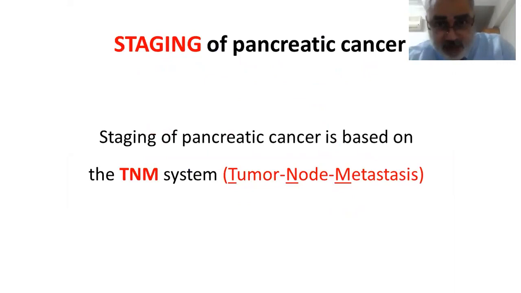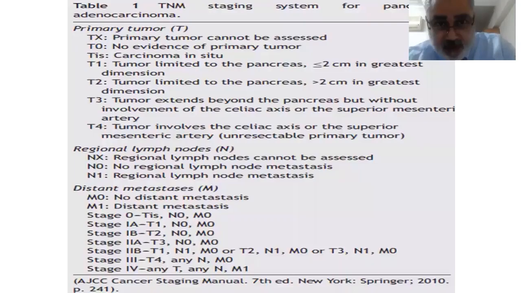So let us talk about staging of the cancer pancreas. This is the classic TNM staging of cancer pancreas, issued in 2010. T1 stands for tumor limited to the pancreas and less than 2 centimeters in the greatest dimension. T2 are tumors limited to the pancreas more than 2 centimeters in the greatest dimension. T3 tumor extends beyond the pancreas but without involvement of the celiac axis or the superior mesenteric artery. And T4 is for tumors involving the celiac axis or the superior mesenteric artery. N0 no nodes, N1 if there are regional lymph nodes.